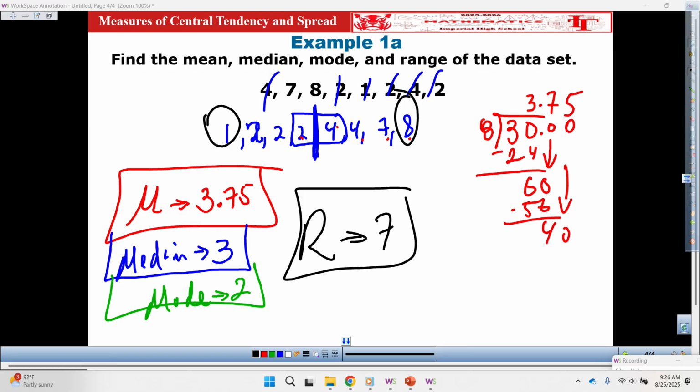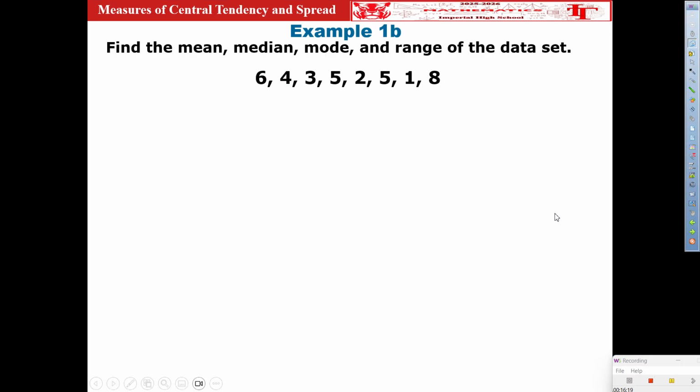Copy this next one onto your notes, please. Number 1B. You don't need to copy the instructions anymore. Just copy the data. 6 4 3 5 2 5 1 8. And I'll give you time for you to find the mean, median, mode, and range. Go.